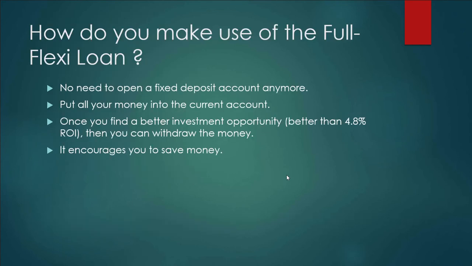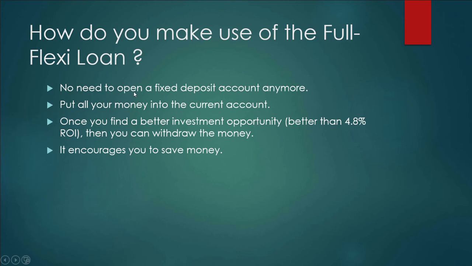So, in conclusion, what does this mean when you put 500,000 there? Some people might argue, maybe you can use the 500,000 to make money, to put in other investment instead of putting the 500,000 in the current account. So basically, it all depends on how much you earn in that investment that you have, and also how reliable it is.